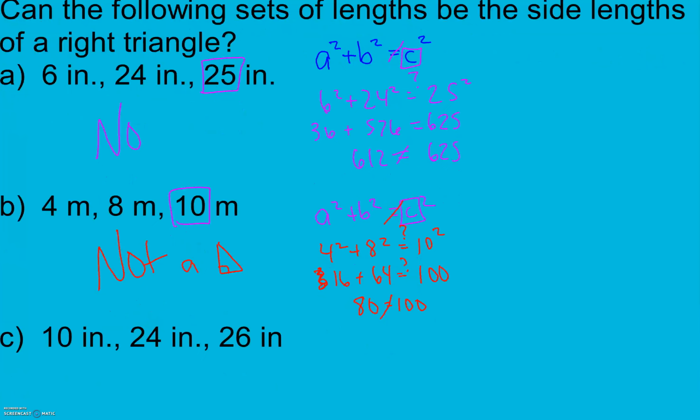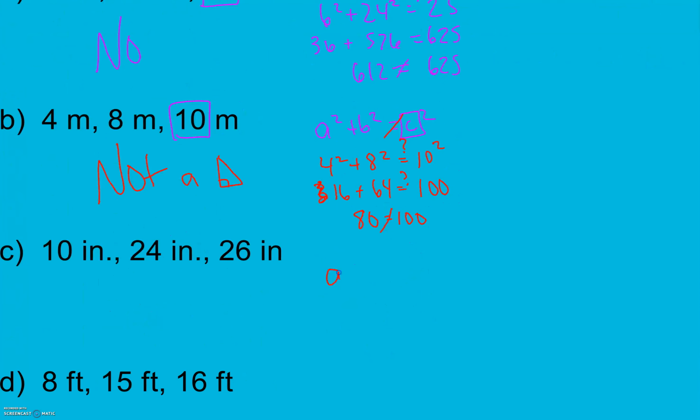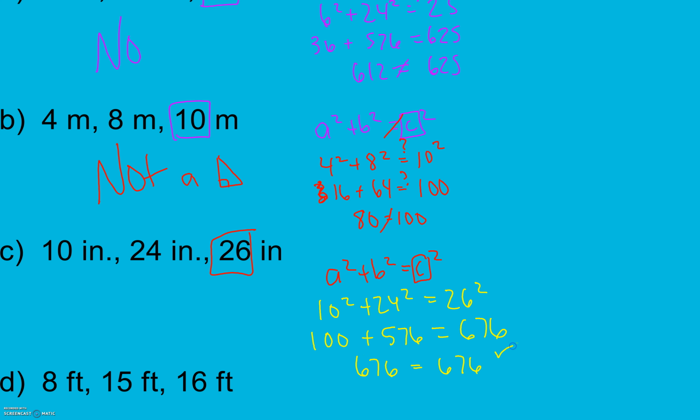Let's try it for c here. Again, we pick out our biggest side as c. 10 squared plus 24 squared equals 26 squared. 100 plus 576 equals 676. 676 equals 676. This one checks. So since this is true and our Pythagorean theorem is true, then yes, we have a right triangle.